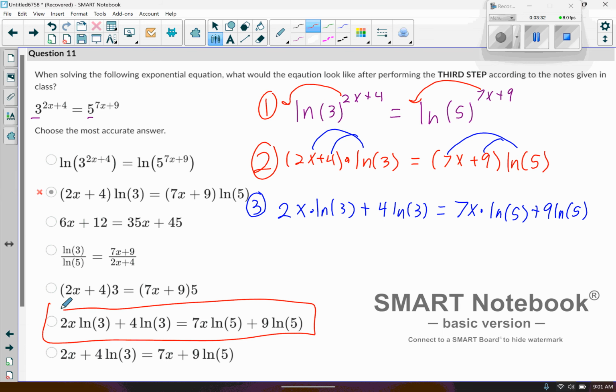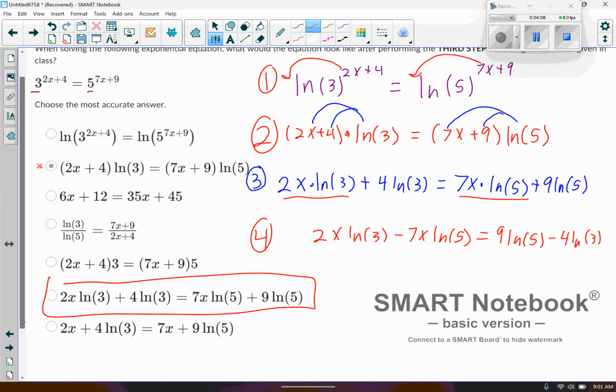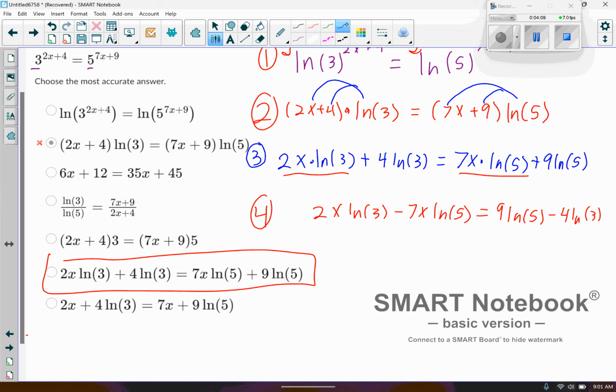But if you were curious, what you would do next is get your x's onto one side and everything else on the other side. So I'd have 2x times the natural log of 3 minus 7x times the natural log of 5 equals, and then I would subtract that from both sides, so that will show up on the other side. I'm going to put it over here, minus 4 times the natural log of 3. So this would be step 4, by the way. We already have our answer. I just wanted to keep going to show you the steps.